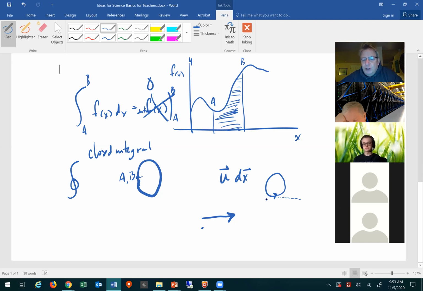And if you look at the units, this is meters per second times a meter. This is a meter. What do I get? Meters squared per second.